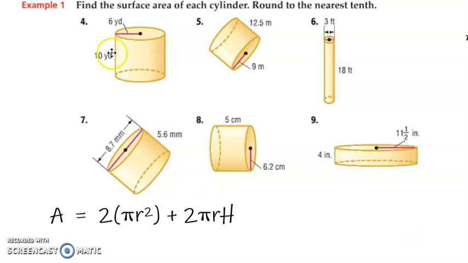Your assignment, I believe, is 4, 5, 6, 7, and 8, and then there's an extra credit question too. We're going to now look at number 4. Let's look at our formula again: 2 pi r squared plus 2 pi rh. What is our radius? Our radius is 6, so we'll substitute 6 in for the radiuses here, and the height of the whole thing is 10.